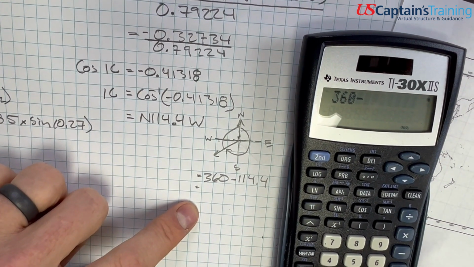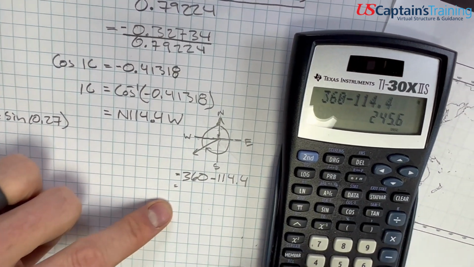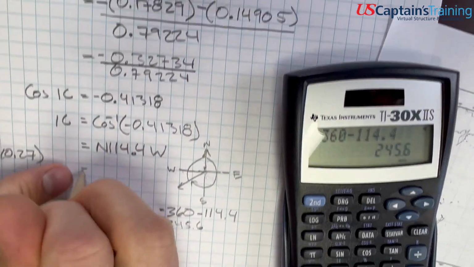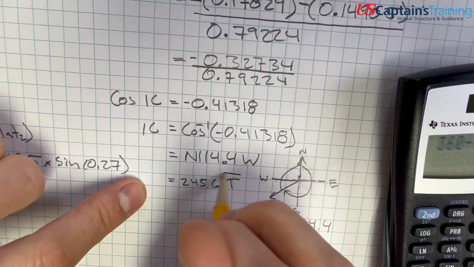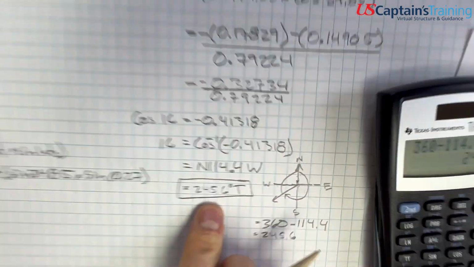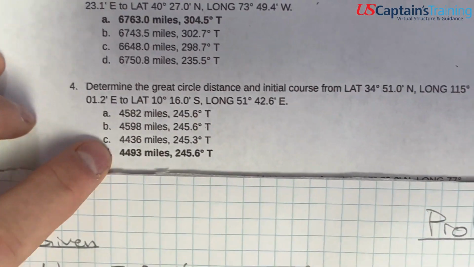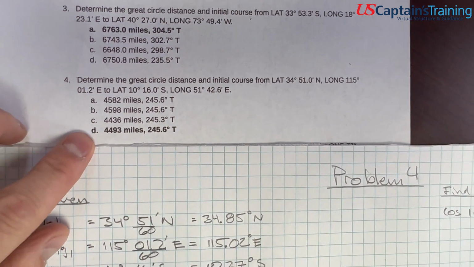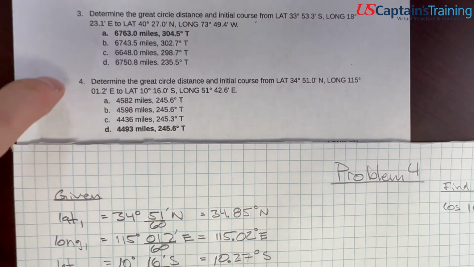360 minus 114.4 equals 245.6. So here we're going to equal 245.6 degrees true. Let's see if our answer lines up. We get 245.6 true, and we get 4492.9. Yeah, look at that. We lined them right up. 4493 and 245.6 true. And so D is the correct answer to Great Circle Distance and Initial Course Practice Problem 4.